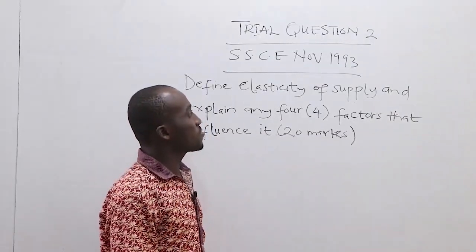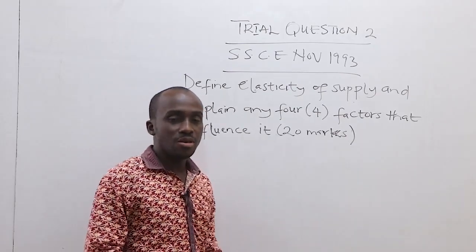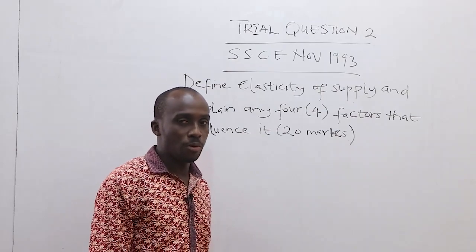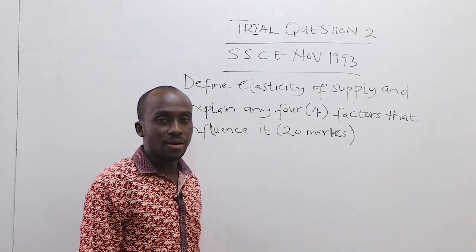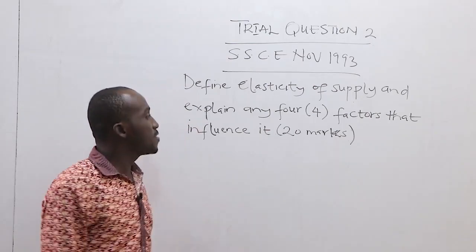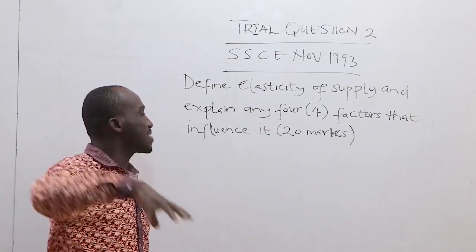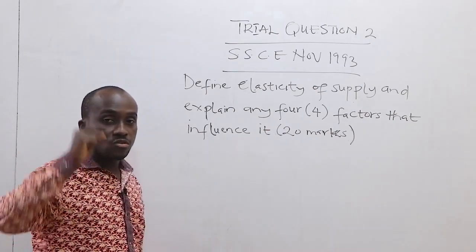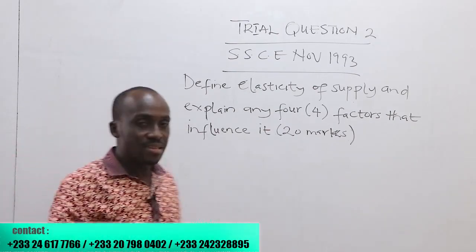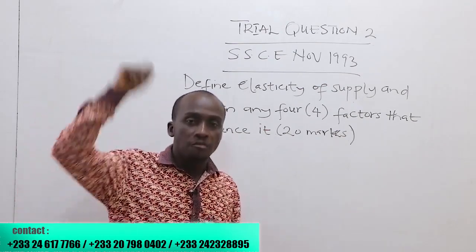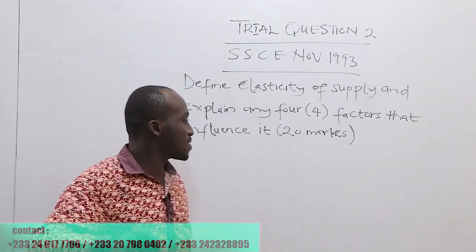We have this try question for you, SSC 1983, right? That's very long time ago. Maybe you're not even born yet. This is the SSC 1983. So define elasticity of supply, then explain 4 factors that influence it. So you're supposed to first define what is the elasticity of supply. After that, you're supposed to explain 4 factors that influence it, right?